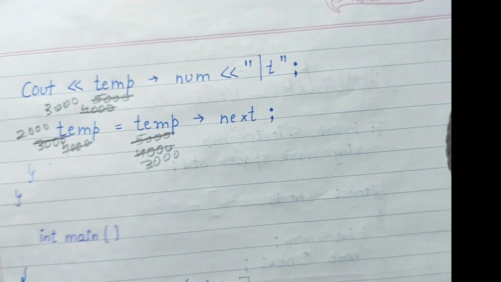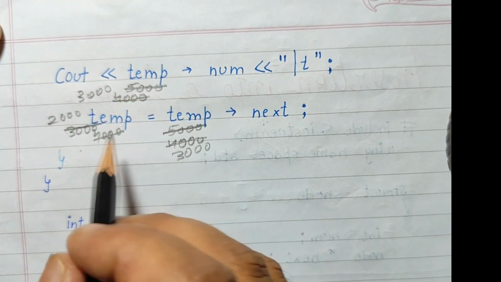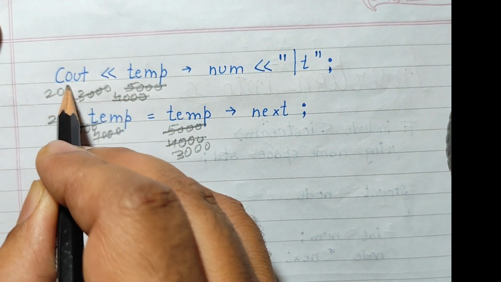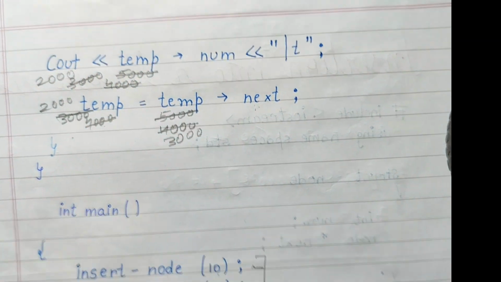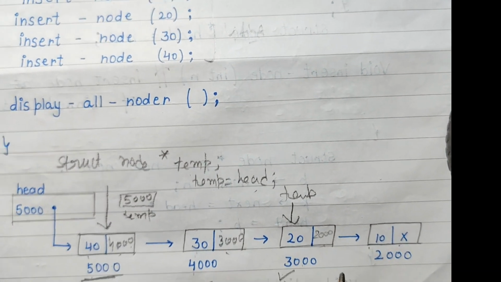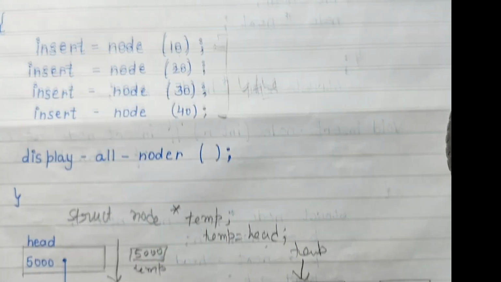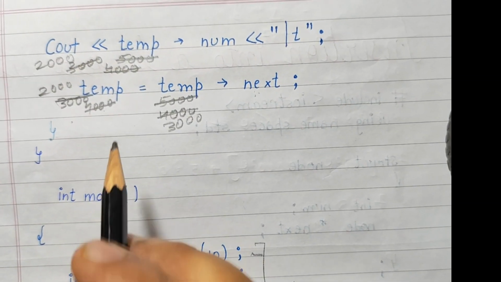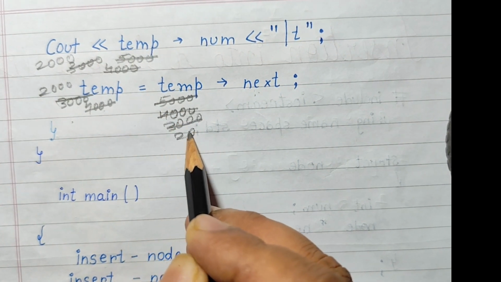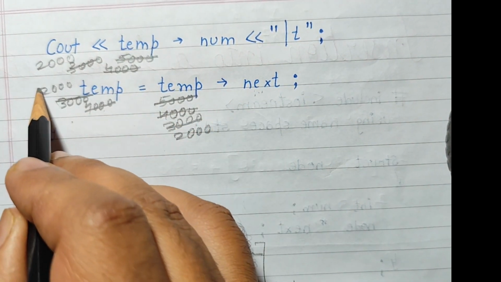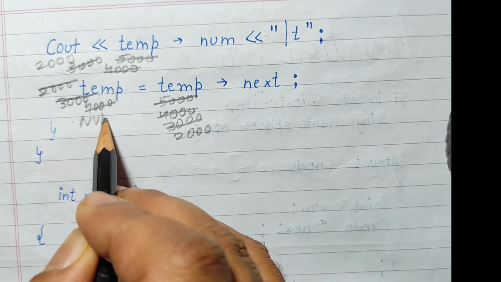Now cout temp of num. Now temp has a value 2000. Now 2000 of num. What's the value of 2000 of num? 2000 of num has a value 10. It means 10 will also be displayed. After this, temp is equal to temp of next. 2000 of next has a value null. Now temp has a value null.